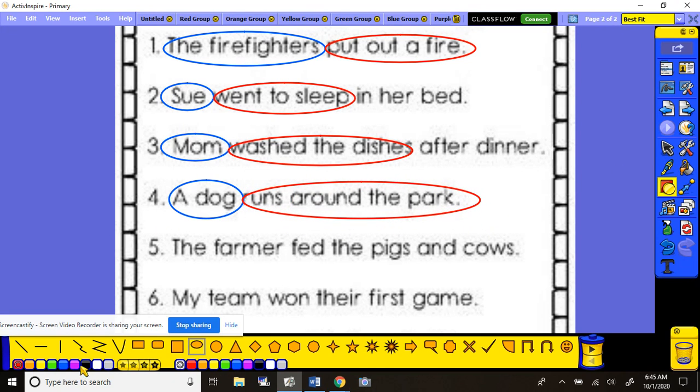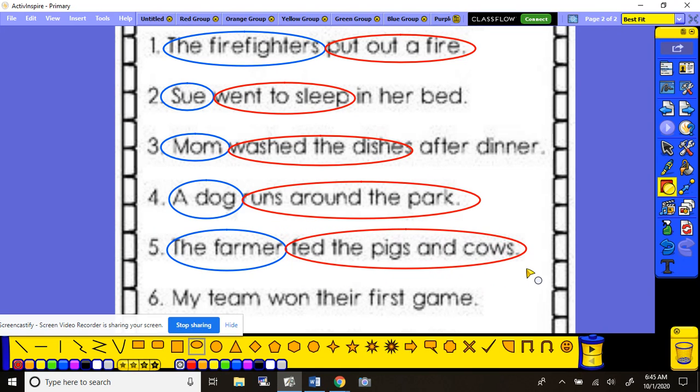All right. The farmer fed the pigs and cows. What's the naming part? The farmer, that's who the sentence is about. And what's the telling part that tells us what the farmer does? Fed the pigs and cows.